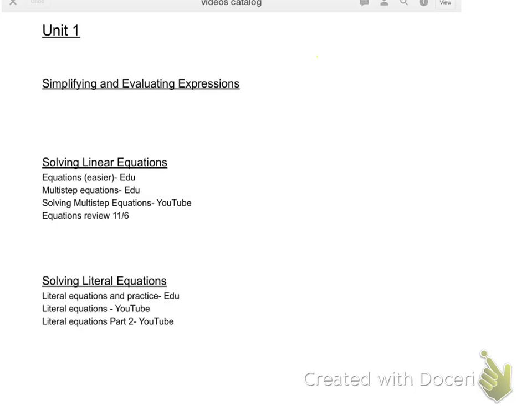That is, where's my pen? That is this one. All right, so you've got the simplifying and the evaluating expressions. The second major thing is solving linear equations. And the third big thing is solving literal equations. So the first one is expressions, and the second and the third are actual equations. So we got a couple questions. What's the difference between an expression and an equation? What the heck is a linear? And what's a literal?